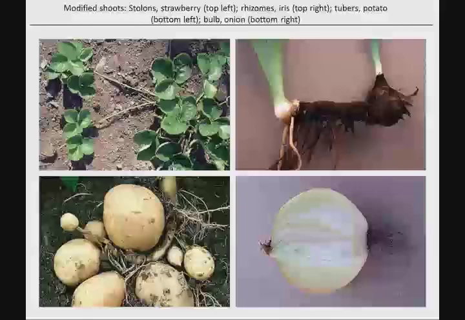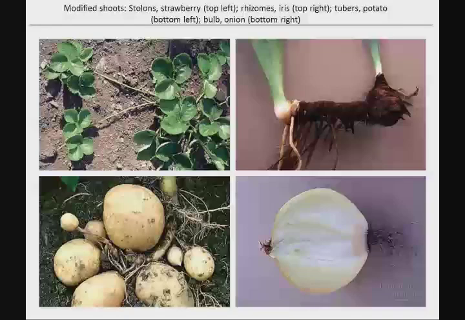So we have things called stolons, which are above ground horizontal stems. We have rhizomes, which are underground horizontal stems. We have tubers, which are underground stems for storage, or you have the bulb, which is technically a very, very short stem with thick leaves for storage. So lots of modification. And we'll play with this idea a little bit more and help you to identify if it's a leaf or a stem or a root.